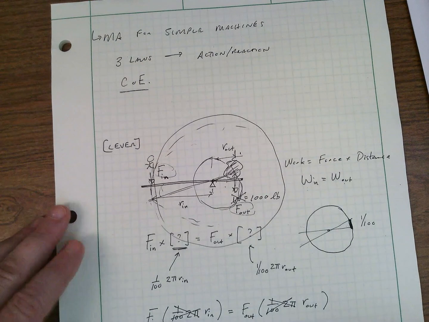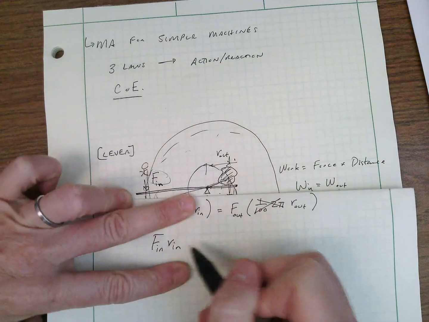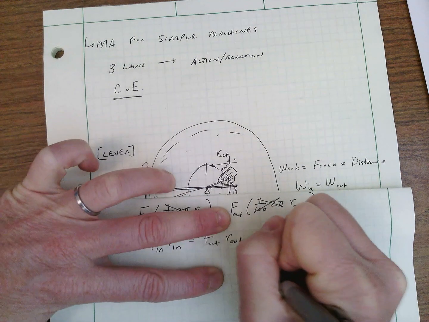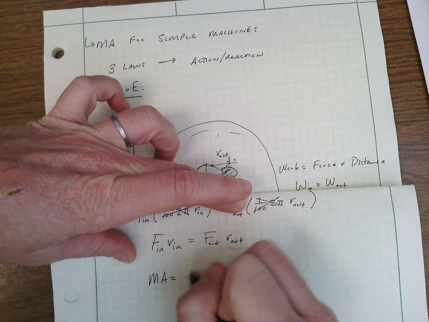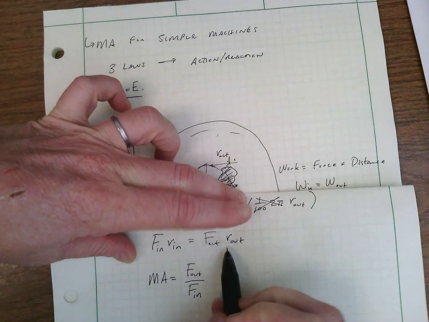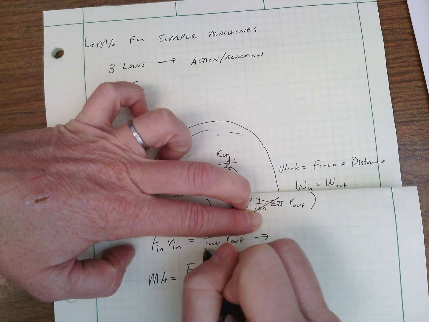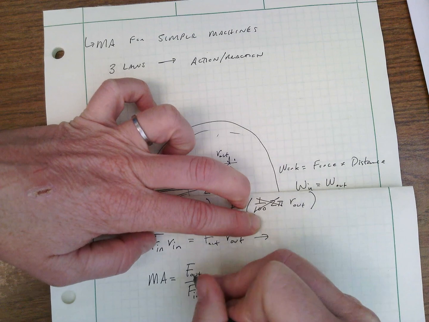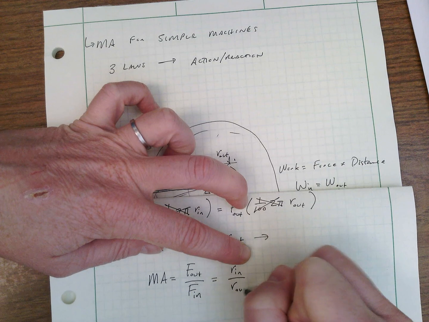Oh goodness, I'm running out of room. F in R in is equal to F out R out. Okay. And I define mechanical advantage as F out divided by F in, right? And if I rearrange these terms, I'm going to move F in over here, and R out is going to come over here. I wind up getting F out over F in is equal to R in over R out.